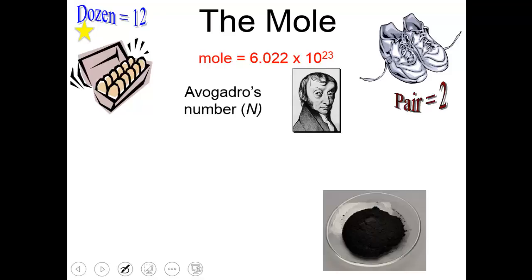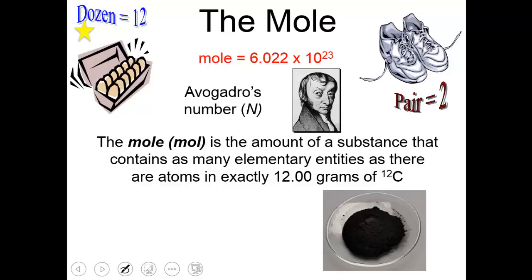This is an actual picture of Avogadro. The man has got to go and do something with that hair. But by definition, the mole is the amount of substance that contains as many elementary entities, essentially atoms, as there are in exactly 12 grams of carbon-12.